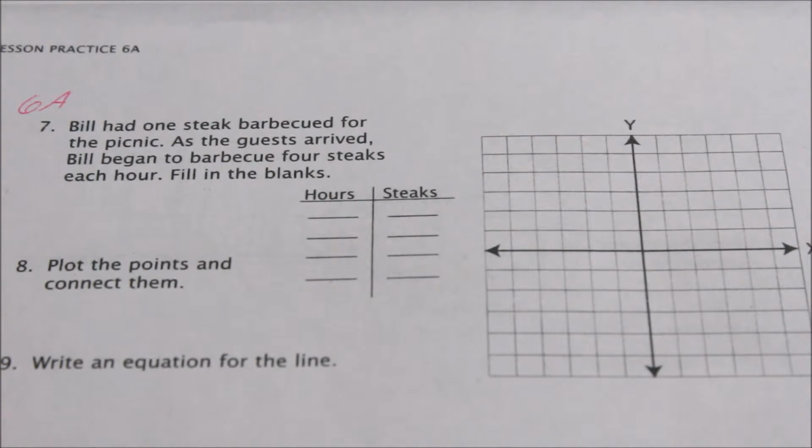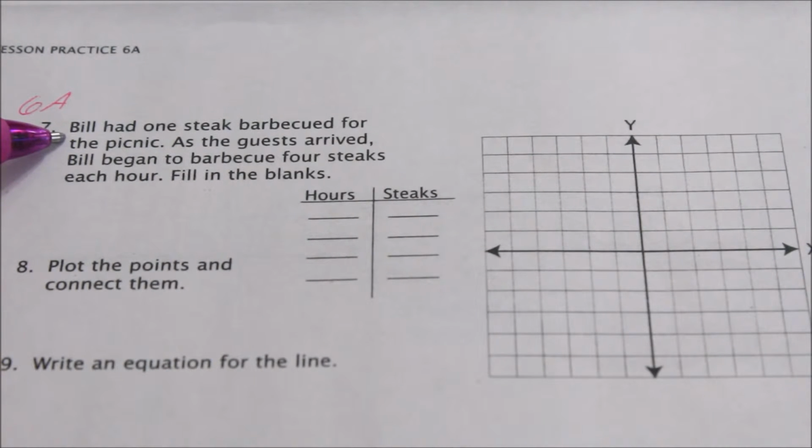Okay, I am on page 6A, and I'm doing 7 through 9. We have this word problem. Bill had 1 steak barbecued for the picnic. As the guests arrived, Bill began to barbecue 4 steaks each hour. Fill in the blanks. Okay?